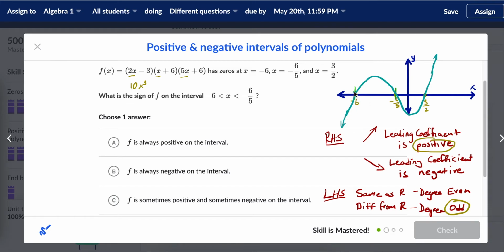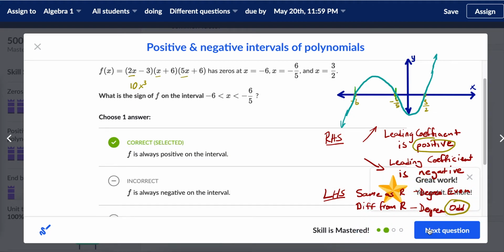So between -6 and -5, we know that it's going to be positive on the interval, okay? All right, so we know it's going to be positive on the interval. And this is just within that interval that we're talking about. There's various other intervals that we're looking at as well. Okay, let's check a few other questions before we move on.